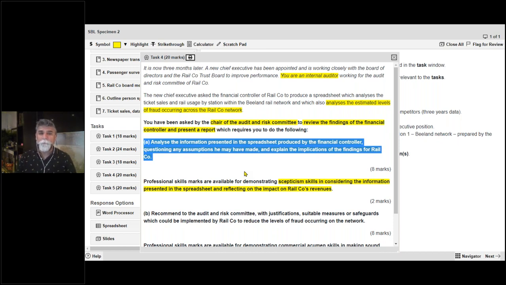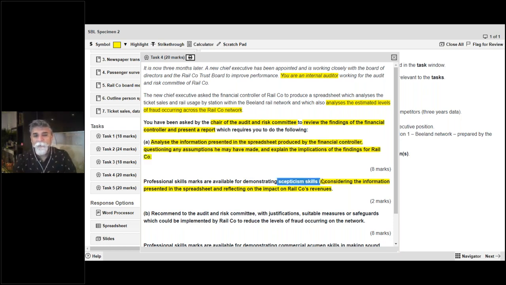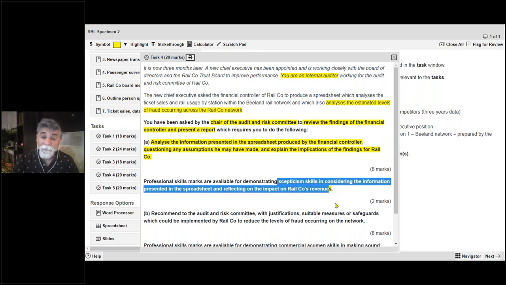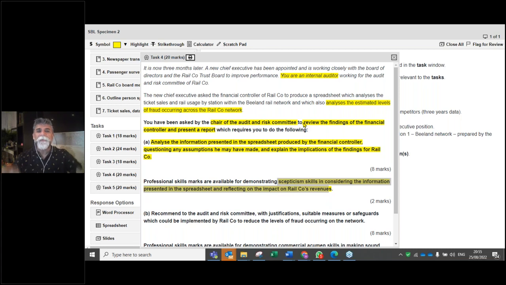So there are two things you are supposed to do. You have to analyze the information, and then in the end you have to explain the implication of the findings for Railco. So what is the impact of that finding on overall Railco? And under professional skills, you have to demonstrate skepticism in considering the information presented in the spreadsheet. So how can you demonstrate skepticism in this question? Any idea? Remember we talked about it yesterday.